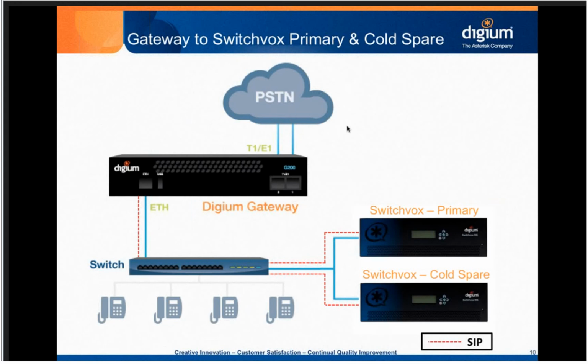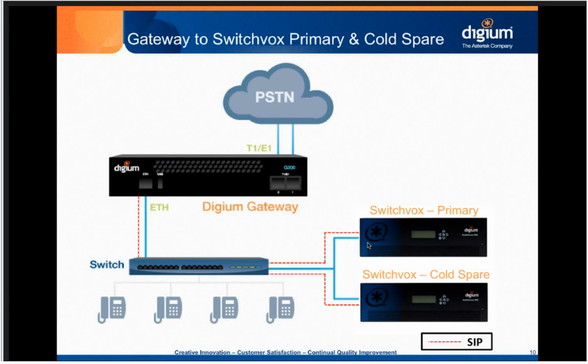Also, if you're using Switchbox and you have a primary and a cold spare system, you can bring in T1, E1, or SIP providers, any type of PSTN connection, and that will talk SIP to both Switchbox systems. So if the Switchbox primary has gone down, you can set up the Switchbox cold spare to be the failover for the primary in the gateway, so that the gateway will automatically send your calls to the Switchbox cold spare in the event the primary is unavailable.